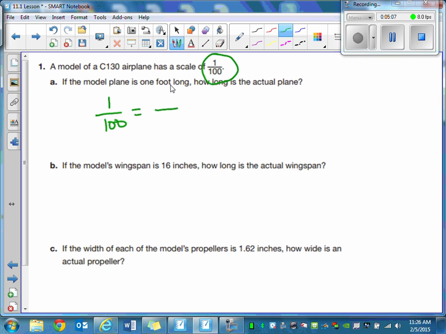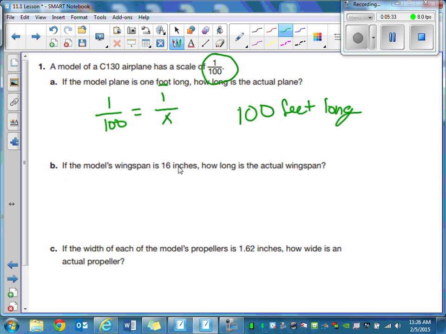So if a model plane is 1 foot long, so the top, remember, is the units that represent the model or the scale drawing. So 1 foot long, how long is the actual plane? We would put an X down here, and you would solve your proportion. You're just going to get the actual plane would be 100 feet long. Okay, because it gave us foot, we know that it's feet.